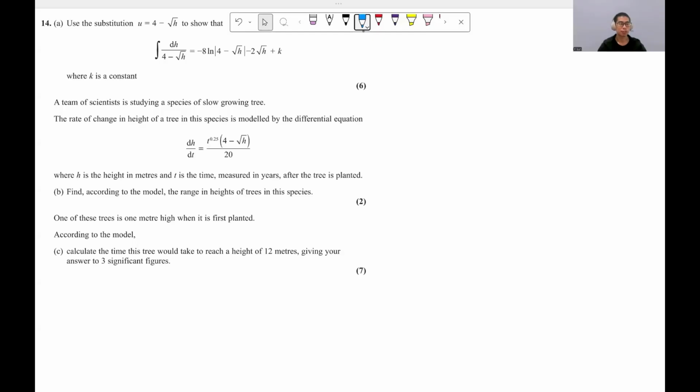Let's have a look at question 14. So this is an integration by substitution question. Use the substitution u equal to 4 minus root h to show this integral is equal to that, okay? So let's start this one. u is equal to 4 minus root h.